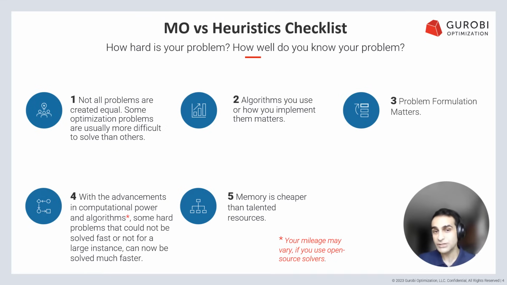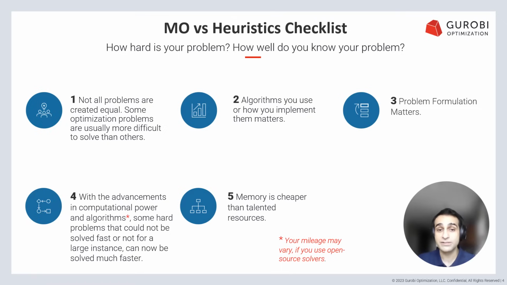So, formulation matters. Number 4, with the advancement in computational power and algorithms, some hard problems that could not be solved fast, or not for a large instance, can now be solved much faster. For example, consider the famous traveling salesman problem, or TSP. 10, 15 years ago, an instance of this problem with, let's say, 1,000 nodes could be solved in a few minutes on your laptop. But today, the Concorde TSP iPhone app can often solve instances of more than 1,000 nodes optimally, and all of that is done locally on your iPhone. And that's just one example.